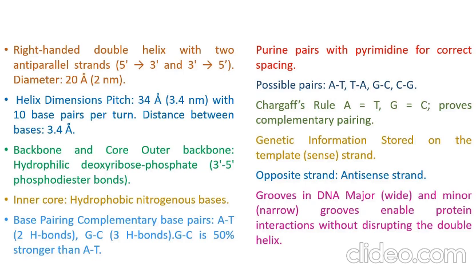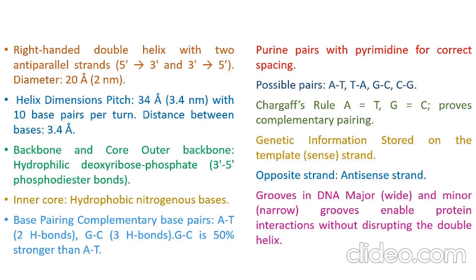The AT pair has 2 hydrogen bonds, while the GC pair has 3 hydrogen bonds. The GC pair is stronger by about 50% than the AT base pair. The hydrogen bonds are formed between a purine and a pyrimidine base only. The possible pairs are adenine-thymine, thymine-adenine, guanine-cytosine, and cytosine-guanine. The complementary base pairing in the DNA helix proves Chargaff's rules. The content of adenine equals that of thymine, and guanine equals that of cytosine.